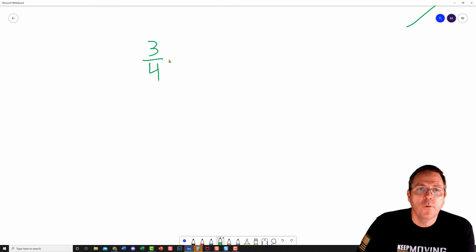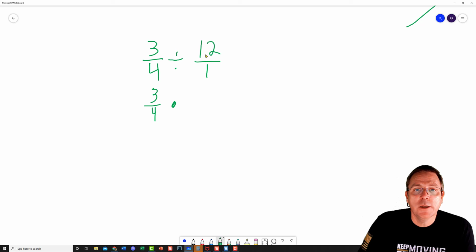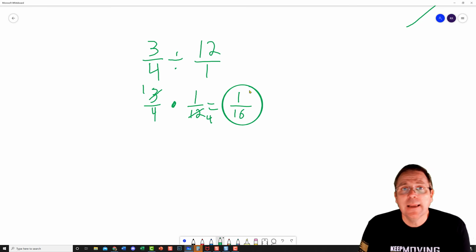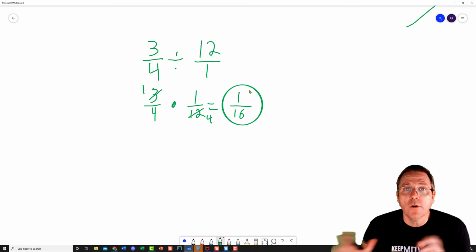So I have 3/4 divided by 12. That of course is going to become 12 over 1. Now I'm going to keep, change, flip. 3/4 gets kept. Change division to multiplication. Flip, or take the reciprocal of the second number, becomes 1 over 12. Now we're going to simplify. 3 goes into 3 once, 3 goes into 12 4 times, and multiply. 1 times 1 is 1, 4 times 4 is 16. Circle your answer. That's the same exact answer we got doing all that artsy stuff.